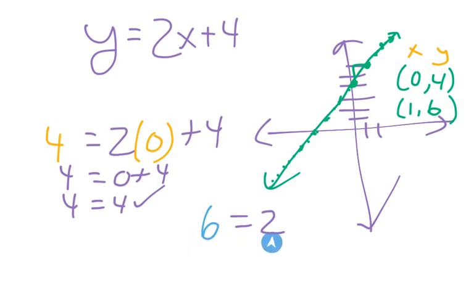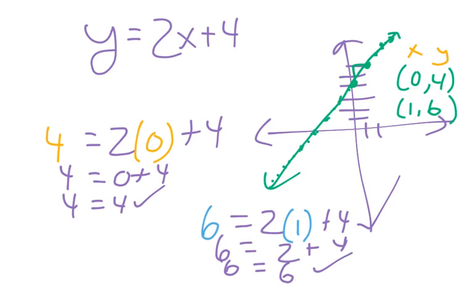So we have 6 is equal to 2, and now we're going to plug in the 1. And so we get 6 = 2 + 4, and 6 = 6. And there's more, there are infinite pairs of numbers that you could plug in and make that equation true. And that's pretty much what we've been looking at.